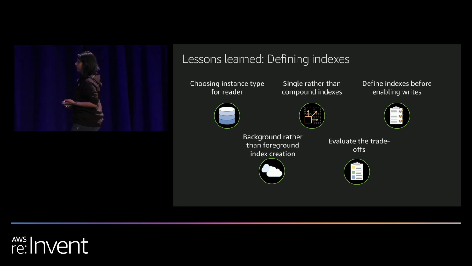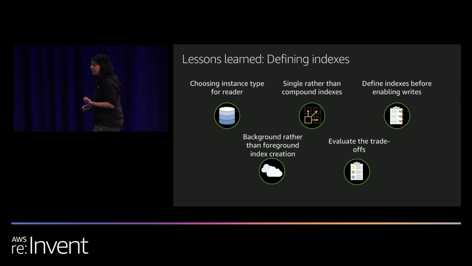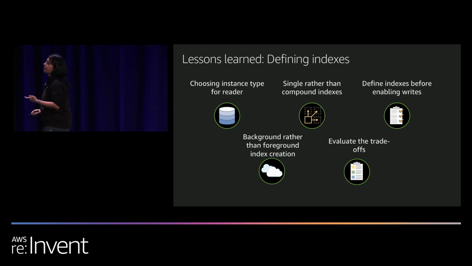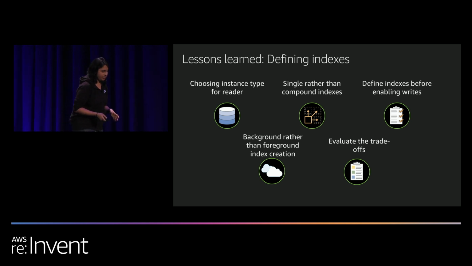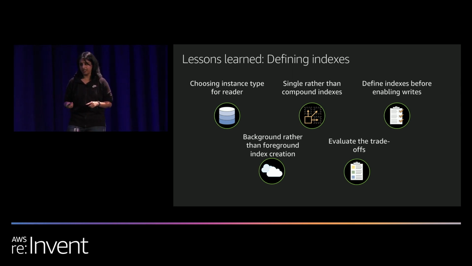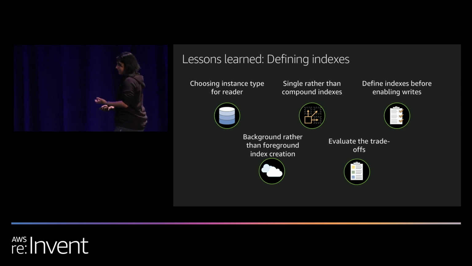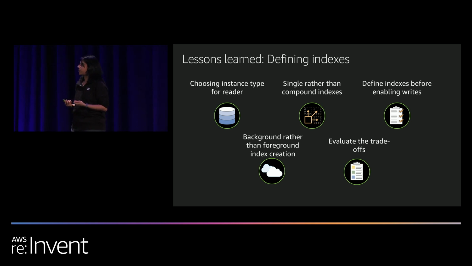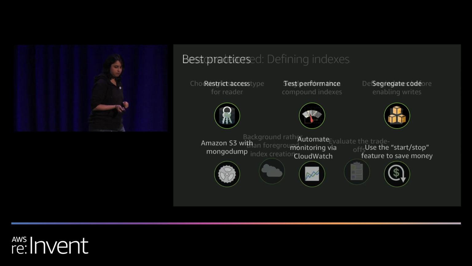Now, there are 2 ways to create these indexes. You can either create the indexes in the foreground or in the background. Creating indexes in the foreground takes a write lock on the table. So if you have any incoming real-time production writes, they are all going to get throttled until the index creation gets completed. While creating indexes in the background might take a little longer, your production writes would not get impacted. So evaluate your trade-offs.